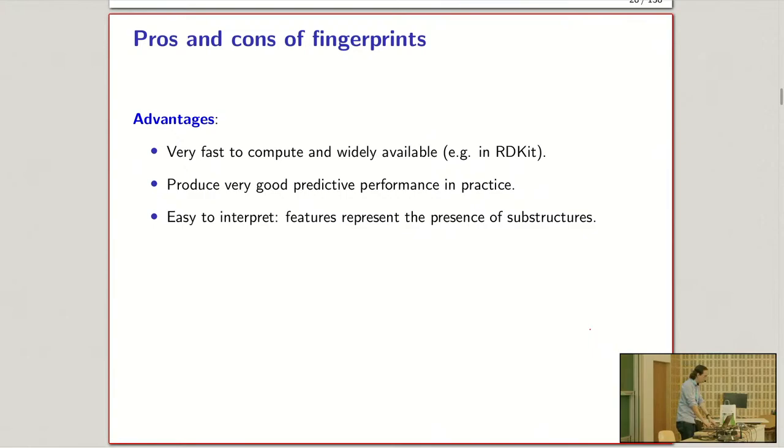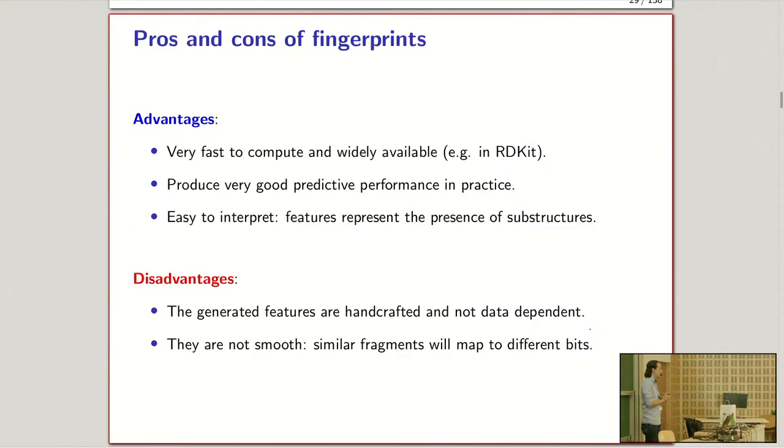They have limitations as well. As I said, these are handcrafted features. It doesn't matter what predictive property I care about. If I want to predict this property or this other one, I always use the same features. And this means that these methods will be suboptimal compared to other methods that can tune the representation of the data to the prediction problem that you want to solve. And that's what neural networks do in practice, and that's what we will be able to solve with these graph neural networks.